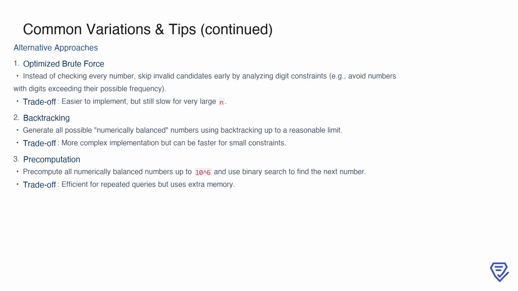Another option is backtracking. By generating all possible numerically balanced numbers within a reasonable range, you can avoid unnecessary computations. This method is often faster for smaller constraints but requires a more complex implementation. Finally, pre-computing all numerically balanced numbers up to 10 to the power of 6 and storing them allows you to use binary search to quickly find the next number. While this is highly efficient for repeated queries, it does require additional memory. Choosing the best approach depends on the constraints and requirements of the problem scenario.